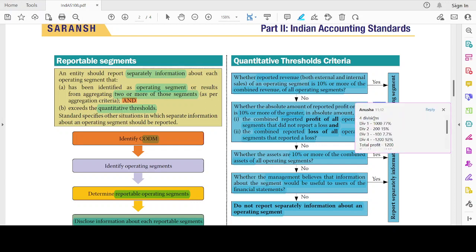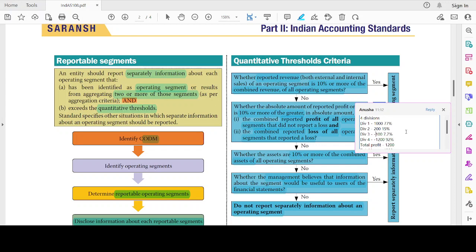Here we have four divisions. Division 1 earns 1000 rupees profit. Division 2 earns 200 rupees profit. Division 3 incurs a loss of 100. And Division 4 incurs a loss of 1200. The total profit here is 1200. Total loss is 1300. We have to check the greater in absolute amount. Which is greater? Total loss is greater, right? The greater of the two is 1300. Now we have to apply it to each. 1000 divided by 1300 is 77%. 200 divided by 1300 is 15%. 100 divided by 1300 is 7.7%. 1200 divided by 1300 is 92%. Now, which are greater than 10% or more?